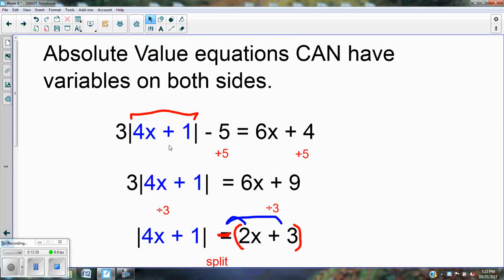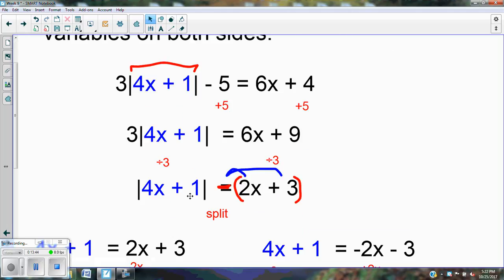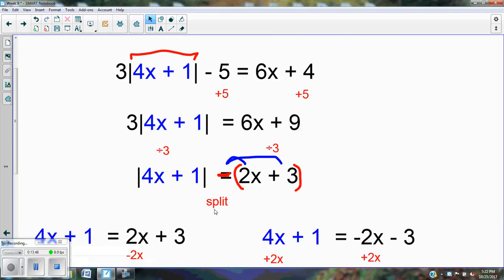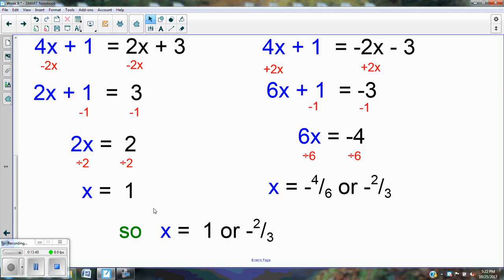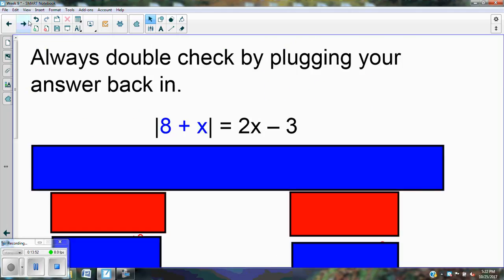We're trying to get our absolute value piece alone. Once it is alone, that's when we split and we solve each of those separately, and we have one combined answer. Now, one last thing I want you to be aware of is we always need to be double checking our answer by plugging it back into the equation. And I'll show you why in this case.